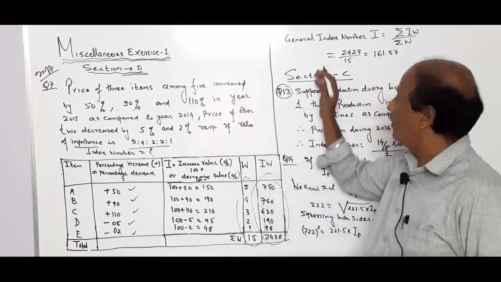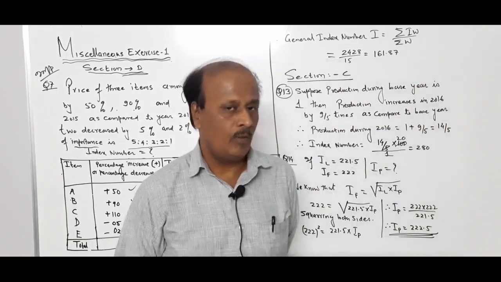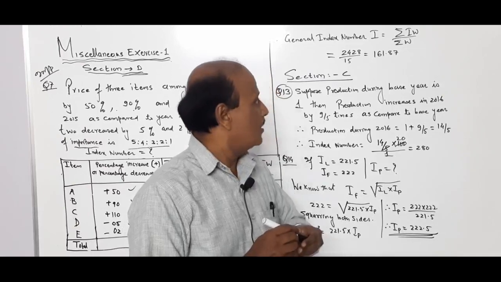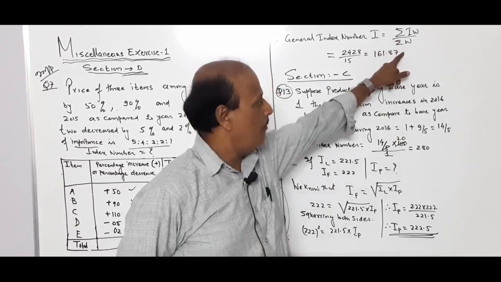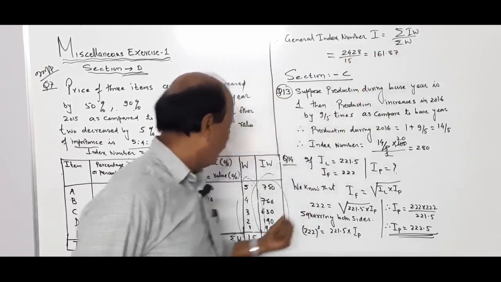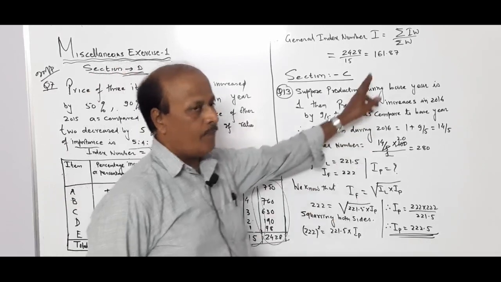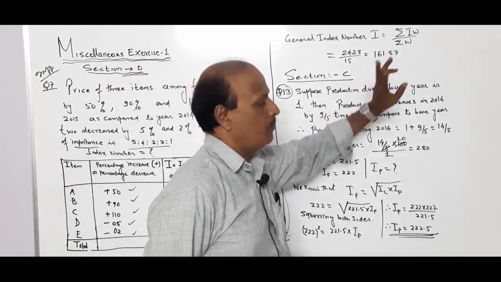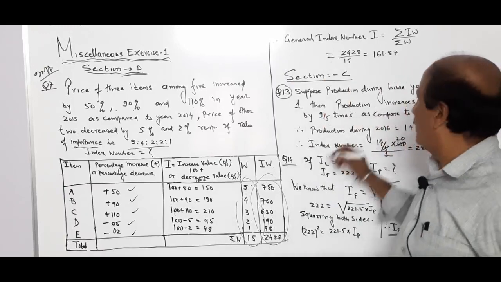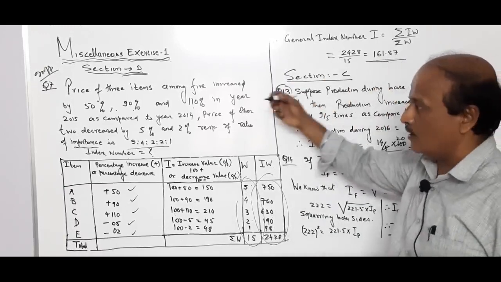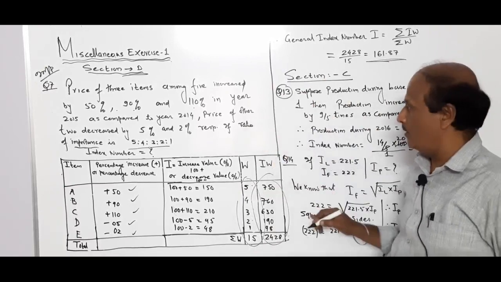We have a nice formula for the general index number, or index number depending upon weightage. So I is equal to sigma IW divided by sigma W. So as soon as you put the values from here, 2428 divided by 15, the approximate answer will be 161.87. So this is one important question, and there are 2-3 more questions in the miscellaneous exercise as well as in examples. You practice it.